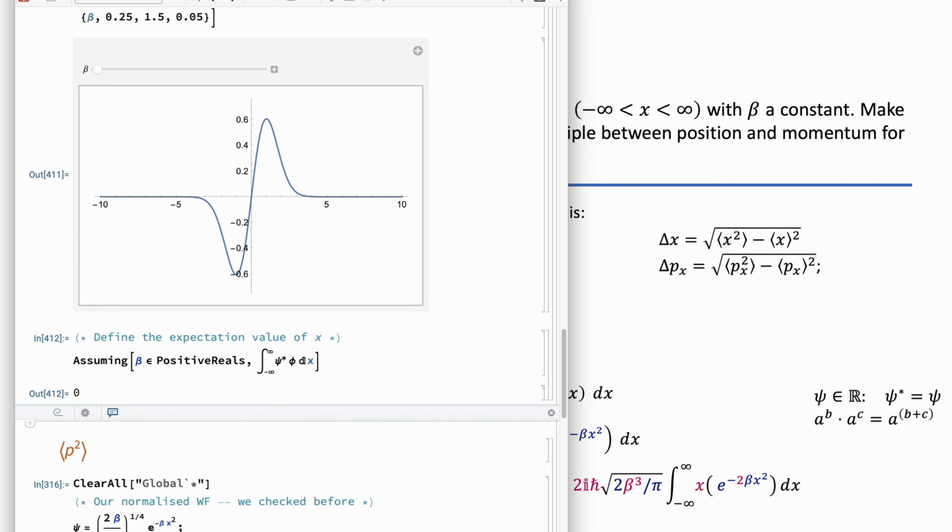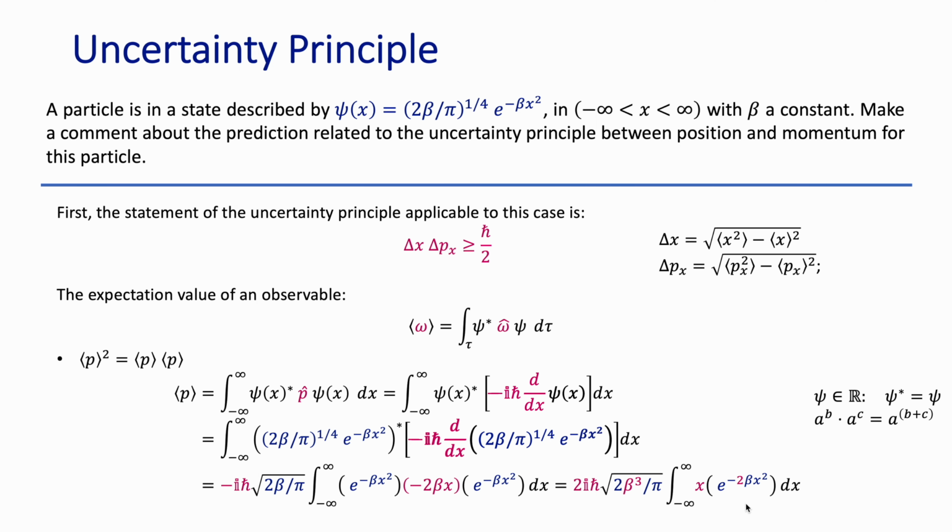It's the same form. So let's go back to our problem, and this integral is going to be equal to 0. With that, we know that the expectation value of the momentum is 0, then the square of that is still equal to 0. So we have the first element in here.